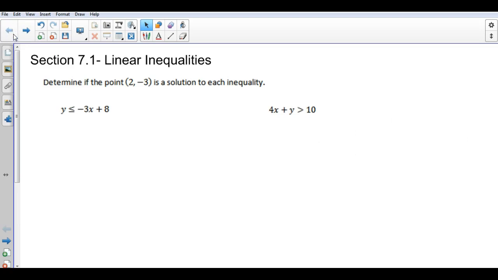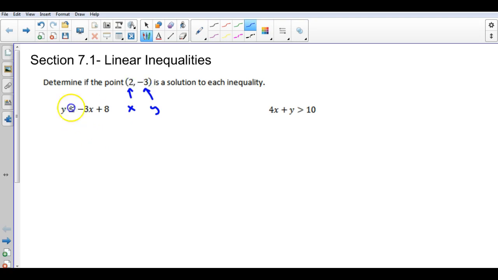With these first ones, it's kind of what you would imagine we would do. To determine if a point is a solution to an inequality, I'm going to give you the coordinate, and it's going to work just like when we did systems of equations. If a coordinate was a solution to a system, it had to satisfy both equations. Well, we're just seeing if a point's a solution to an inequality. So I'm going to take the 2 and substitute that for x, and take the negative 3 and substitute that for y, and you see if it makes it true or false. If it's a true statement, then it would be a solution. If it's a false statement, it would not be a solution.